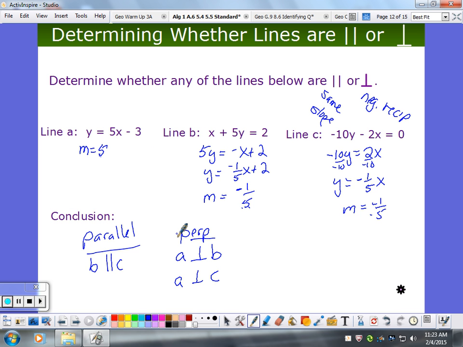Wait, how is... Was that a brain explosion? No, that I got. It's working with slopes. Question, Piyush?